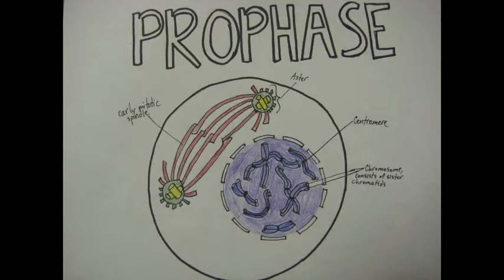During prophase, the chromatin condenses into visible chromosomes containing two sister chromatids held together by cohesin proteins. The asters begin to migrate towards opposite poles of the cell as the mitotic spindles form.